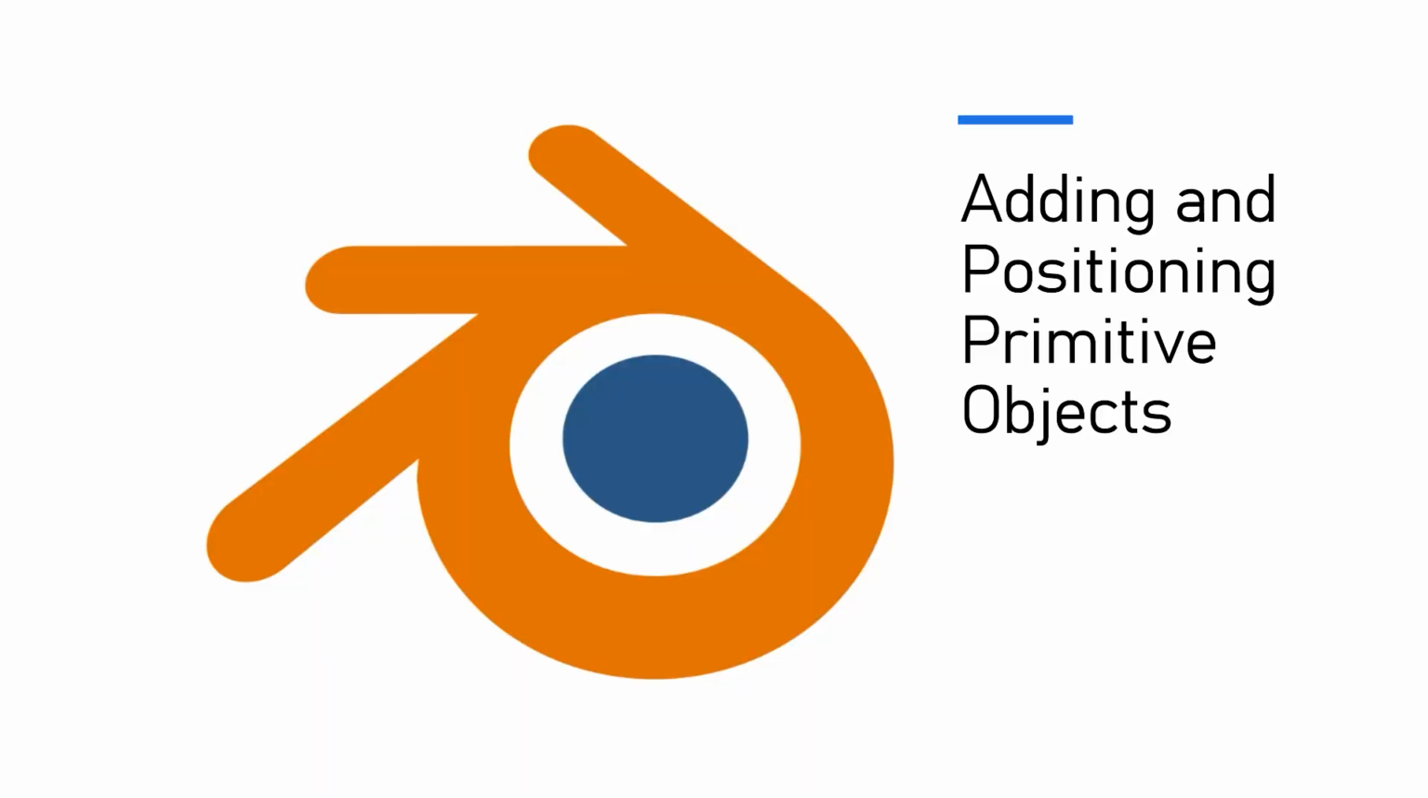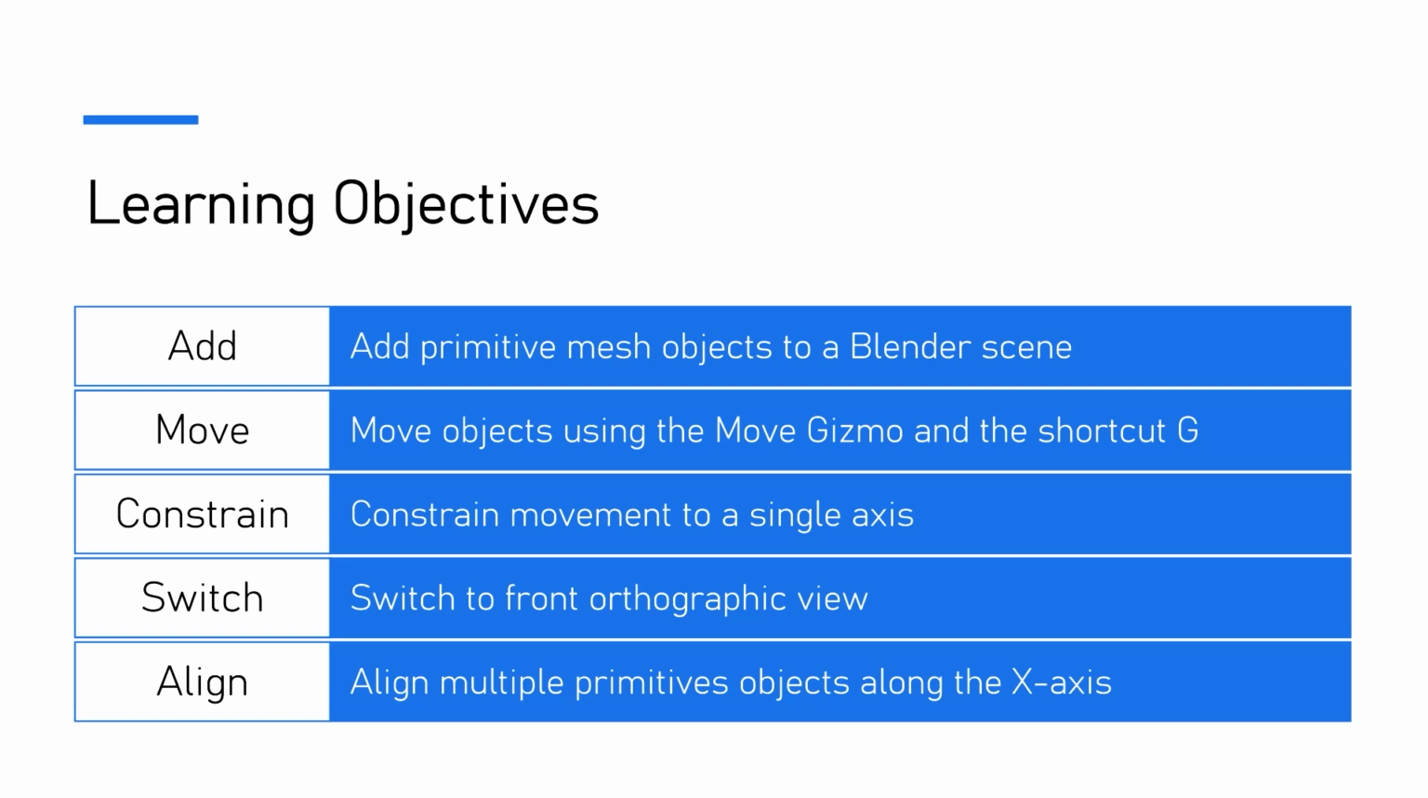Last lesson, we learned how to move around Blender's viewport. This time we're going to begin creating objects and positioning them within the viewport. There are 5 key learning objectives that you will cover in this lesson.